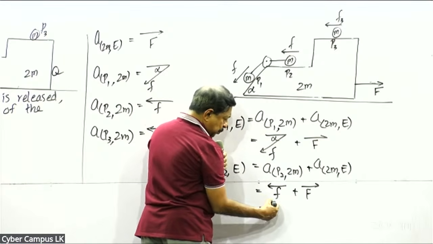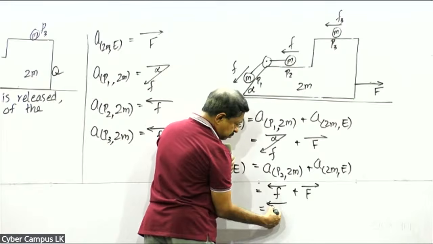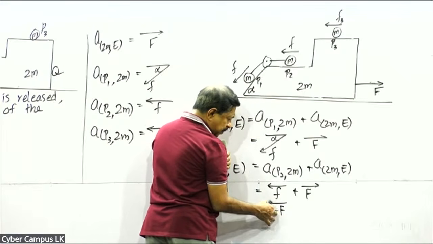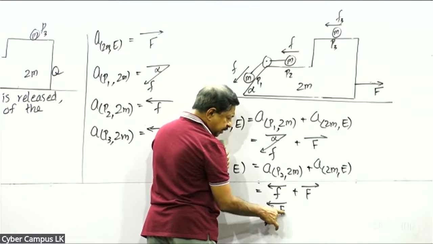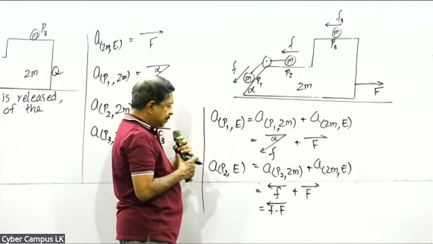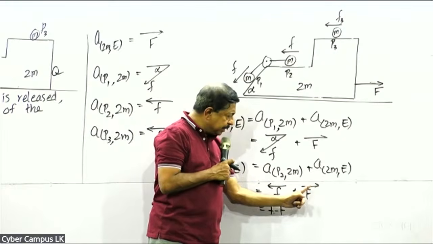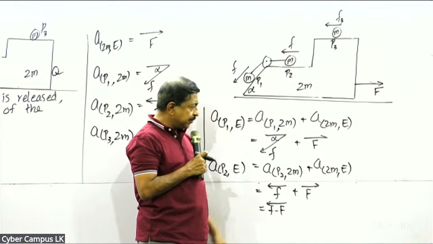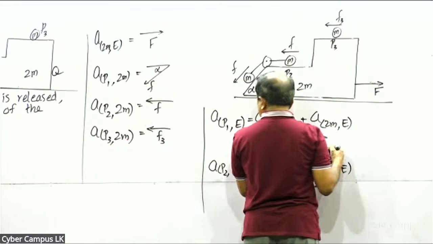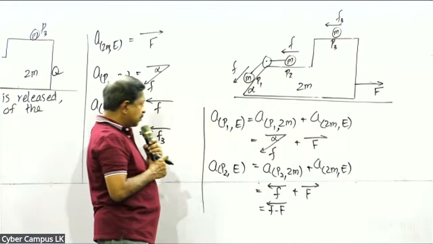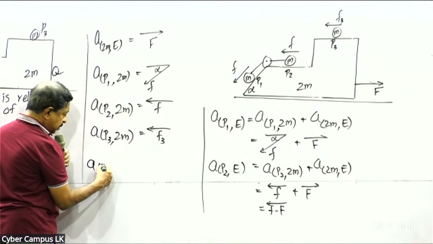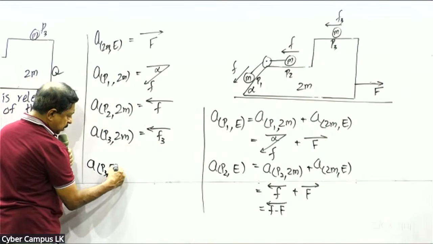Or you can have it like that. If you mark the acceleration in this direction, this is minus F. But if you do it the other way around, then capital F minus simple F. Now this is simple F minus capital F. We have to do one more. Shall I do it here? This will save space. P3, comma E.